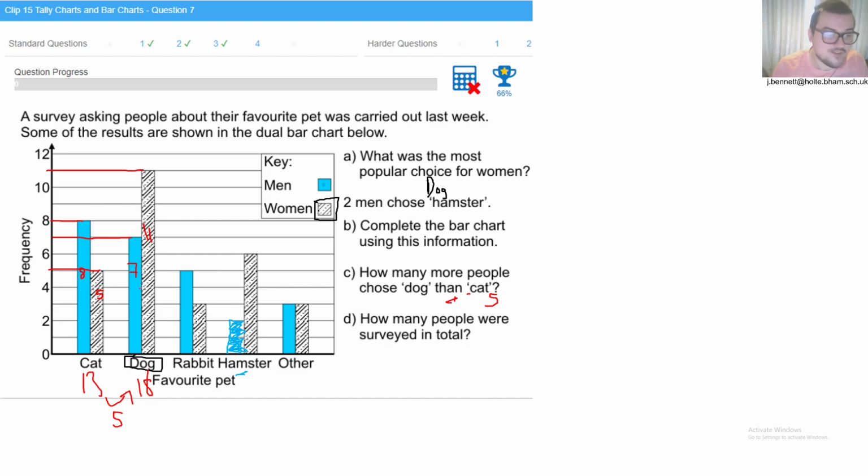How many people were surveyed in total? So now we just find out how many is in each column and add it all up. So here is 5, here is 3, here is 2, here is 6. These are both 3. So we just want to add these numbers together. I think it's best to add the pair of numbers together, and then add the pairs of columns together. So 13, 18, 5 plus 3 is 8, 2 plus 6 is 8, 3 plus 3 is 6. So we're adding 13, 18, 8, 8, and 6.